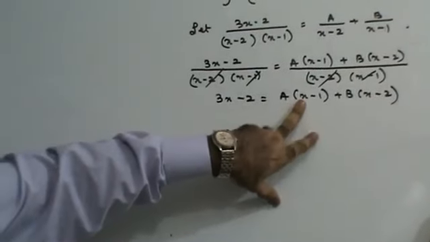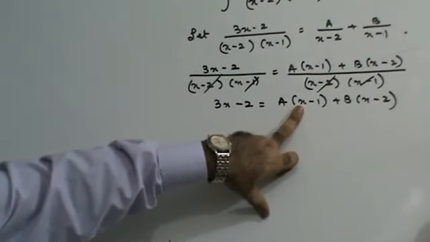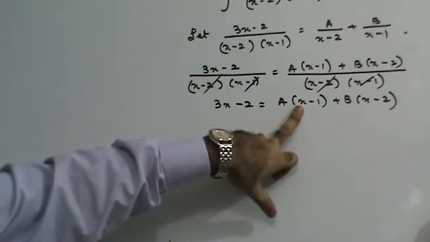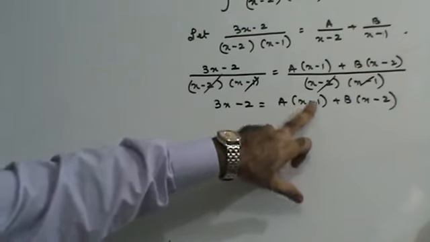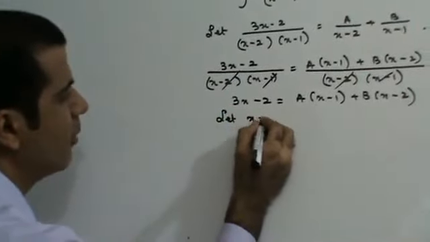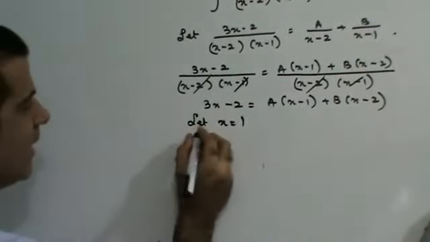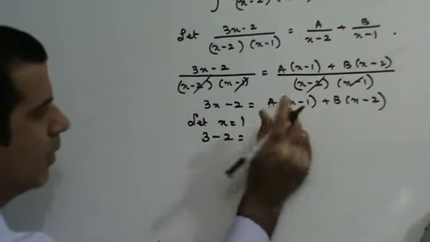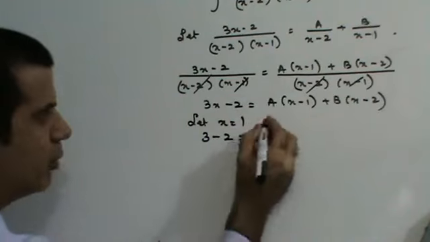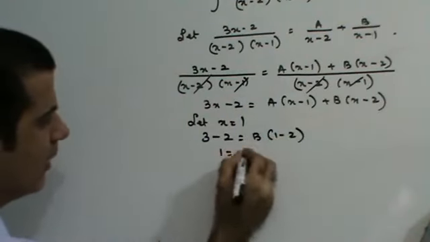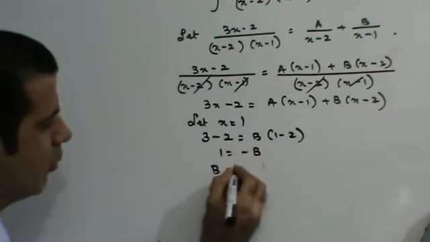I want to make this bracket 0. If I want to make this bracket 0, what should I assume the value of x? I should assume the value of x as 1. If I assume x as 1, 1 minus 1 will give you 0. In that case, my equation will be 3 into 1 is 3 minus 2. 1 minus 1 is 0, so I need not write that. b into 1 minus 2. So I'll get 1 is equal to minus b, b is equal to minus 1.